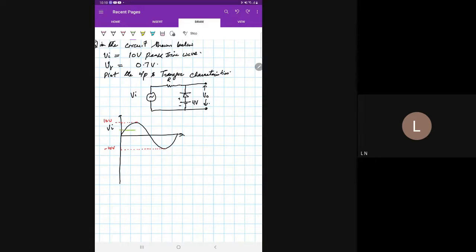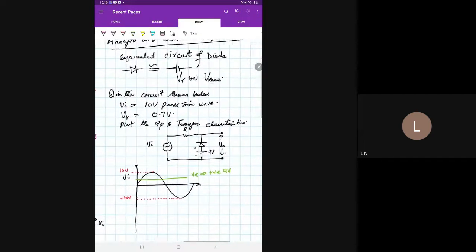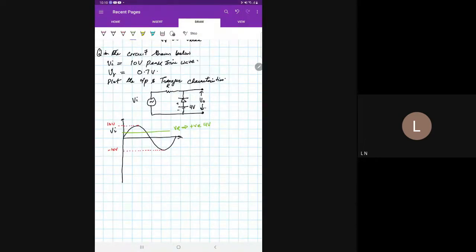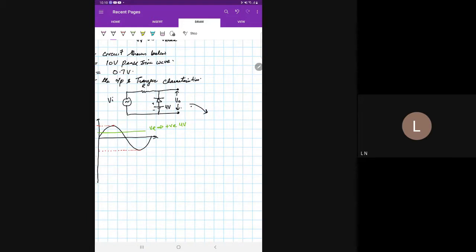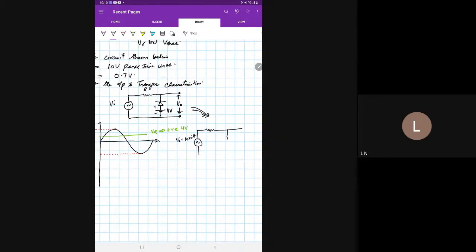So suppose this is the reference voltage VR, which is positive 4 volts. The reference voltage is also given as 4 volts. Now tell me, what will its equivalent circuit be? The diode will be replaced by its equivalent model and the circuit would be like this. V input will be 10 sine theta maybe, and this is some resistance here. Then instead of the diode we will use its equivalent circuit.